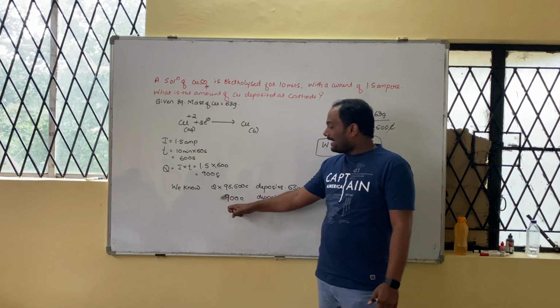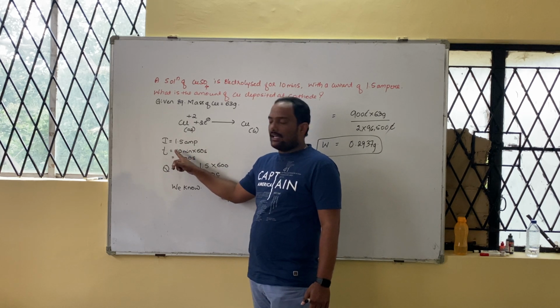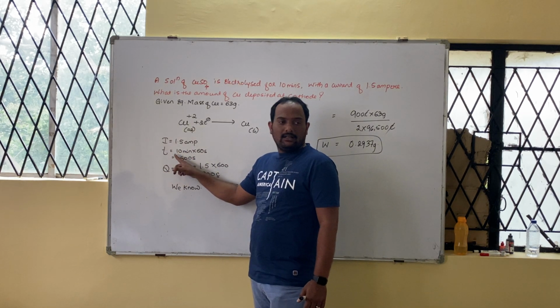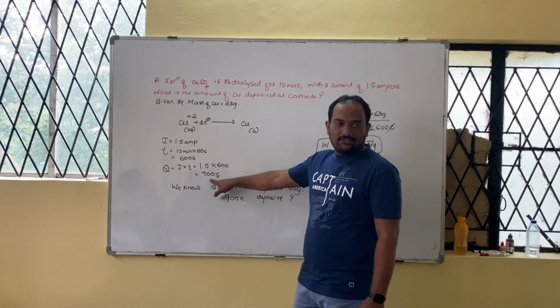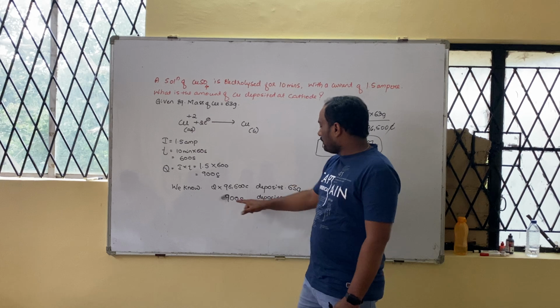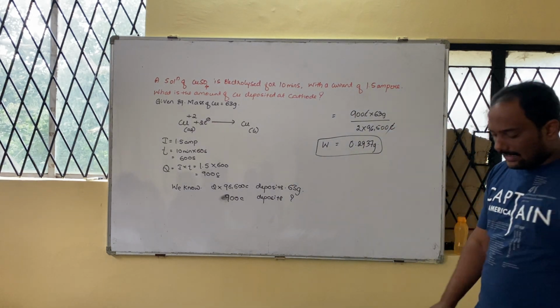900 coulomb. How did you get this 900 coulomb? I into T. Current I given is 1.5 ampere. Time given is 10 minutes. 10 minutes is nothing but 600. 600 into 1.5 is as good as which one? 900 coulombs. So 900 coulomb deposits how much? That is your cross multiplication answer. Side by the 2, right.